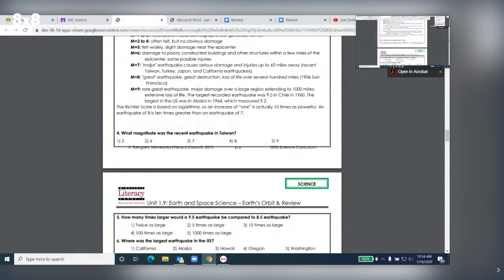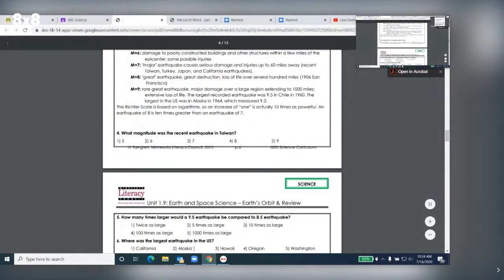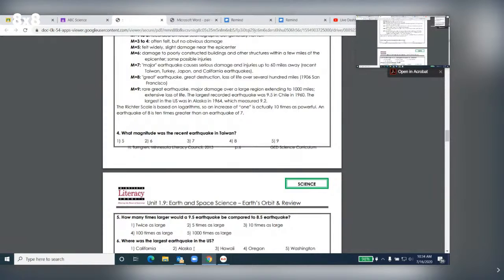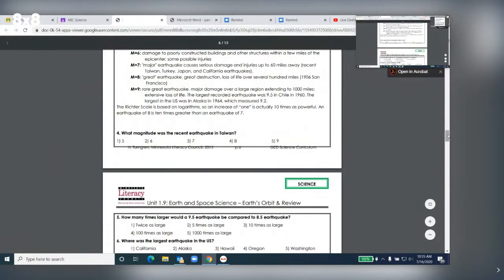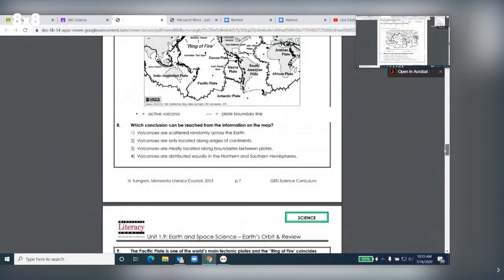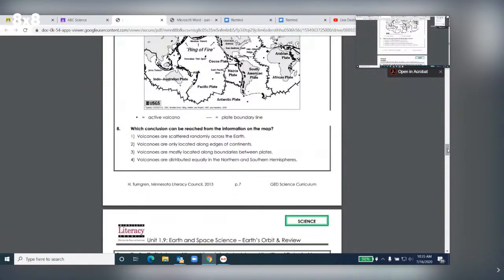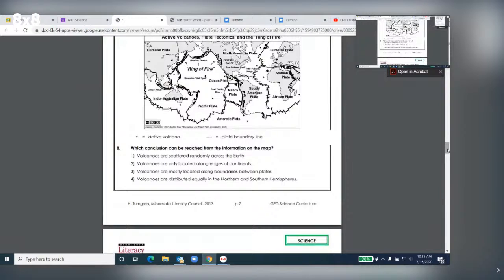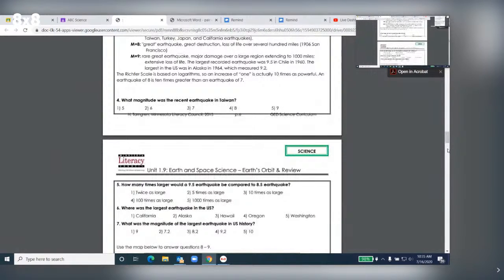Where was the largest earthquake in the US? If we go up here, it says Alaska in 1964 was measured 9.2. So the answer would be Alaska. And is it number 7? Oops, I went a little too far. Let me get back up there. What was the magnitude of the largest earthquake in US history? So the one in Alaska measured at 9.2. So it would be answer 4.